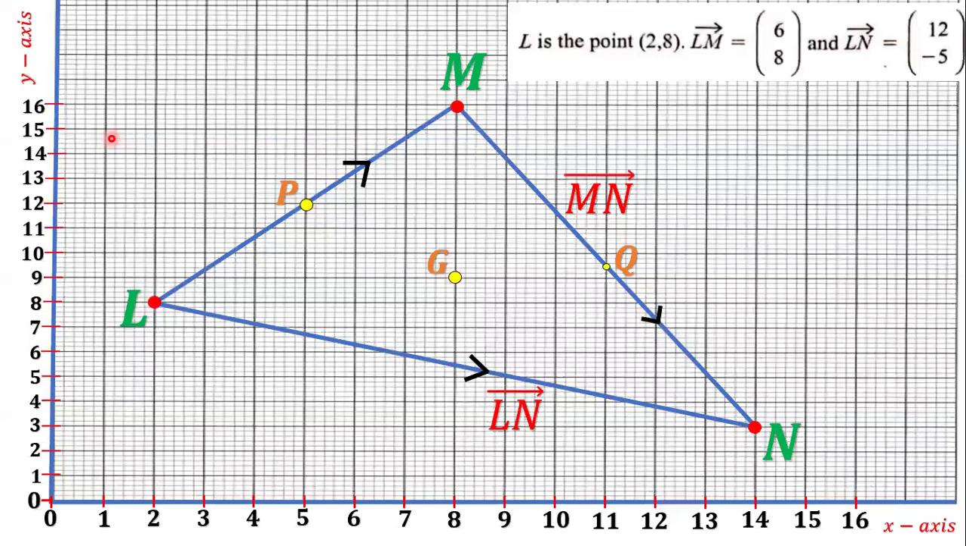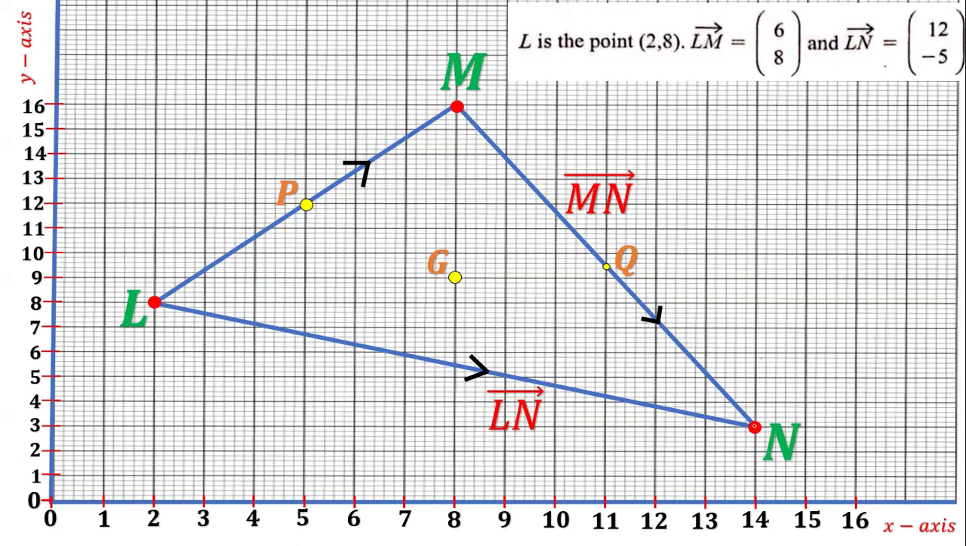Okay, now they want us to write down as a column vector NP. So let's show it graphically first. I think that's the only way I showed how to do this, but let's definitely show it graphically. So how are we going to get NP? NP means that we start at N and we end at P.